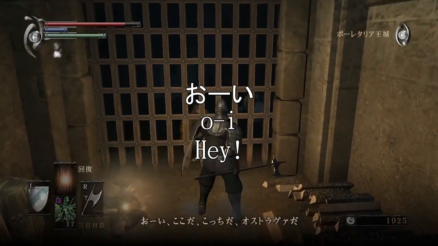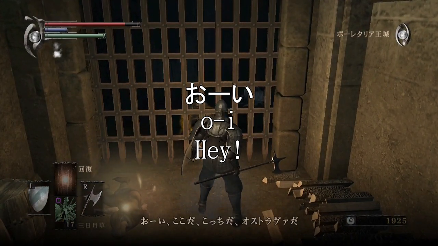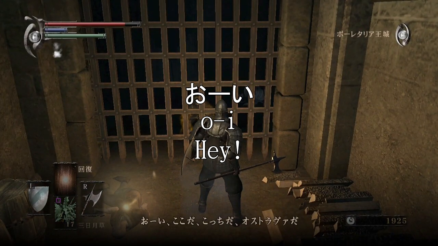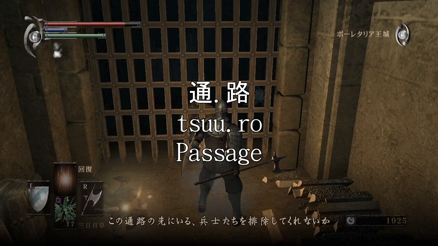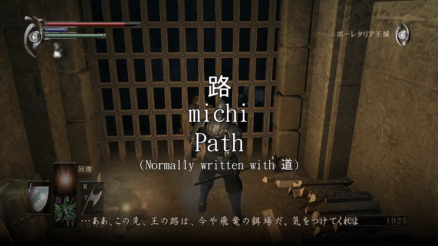Hello? You yonder! Over here! It's me, Ostrava! Look at me. Again surrounded by evil warriors. Could you, perhaps, help me one last time? Clear out the soldiers at the far end of this passage, if it pleases you. The Lord's Path, just down yonder, has degenerated into a feeding ground for flying dragons. Have your wits about you.